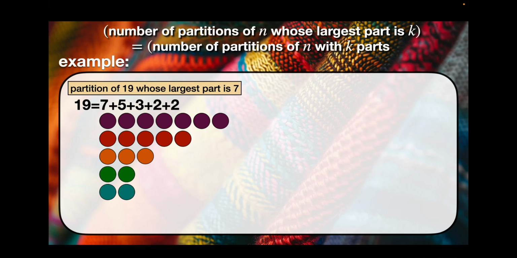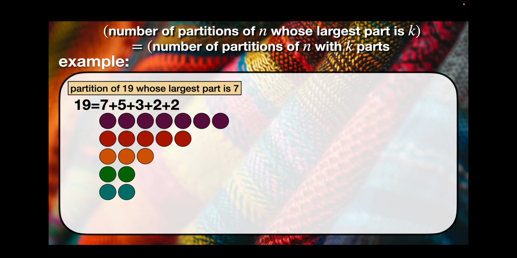That being said, we need one more little result before we look at that careful proof. And that result is that the number of partitions of n whose largest part is k is equal to the number of partitions of n with k parts. Now, this is kind of equivalently equal to the number of partitions of n with parts less than or equal to k is equal to the number of partitions of n into k or fewer parts.